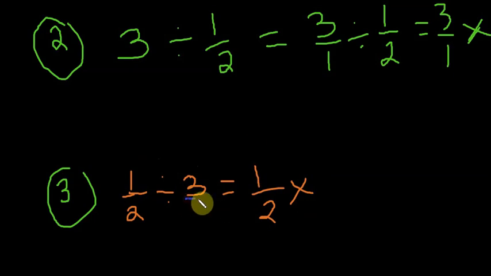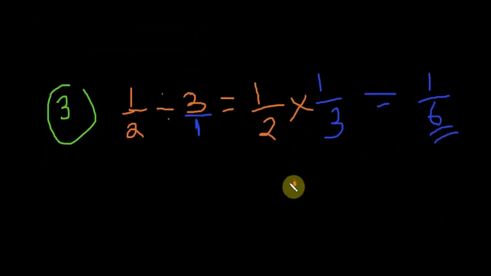To change the whole number to a fraction, you just put the horizontal line there and put a 1 below. 3 over 1, now it's a fraction. Since there's 1 under there, if we take the reciprocal, 1 is going to be on top, 3 is going to go below. 1 times 1 gives us 1, divided by 2 times 3, that gives us 6. So that's our final answer.